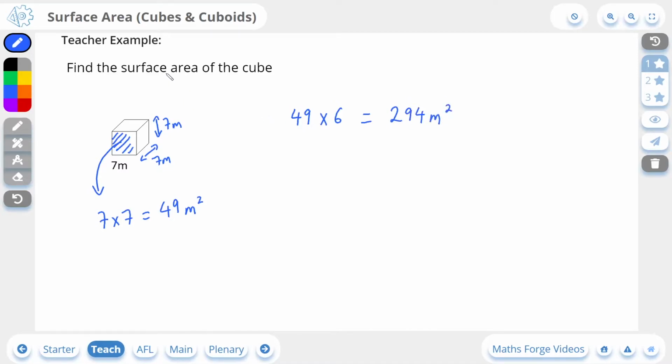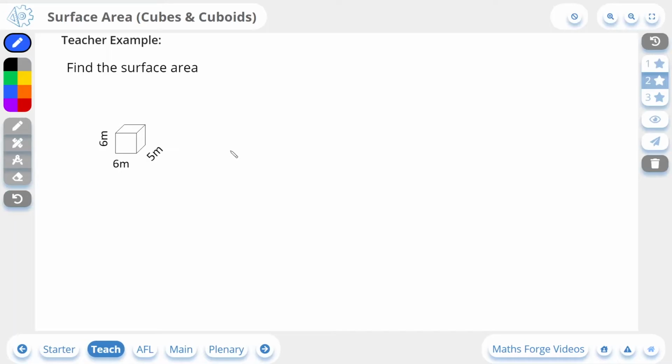Again, don't forget, we're finding the surface area, so the final units are going to be meters squared. And if we check our answer, there it is. We can only do this times 6 when we're dealing with cubes. It doesn't work when you're dealing with cuboids. So now let's do a 2-star example.